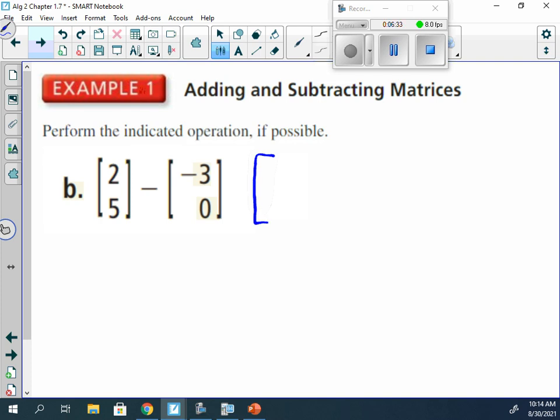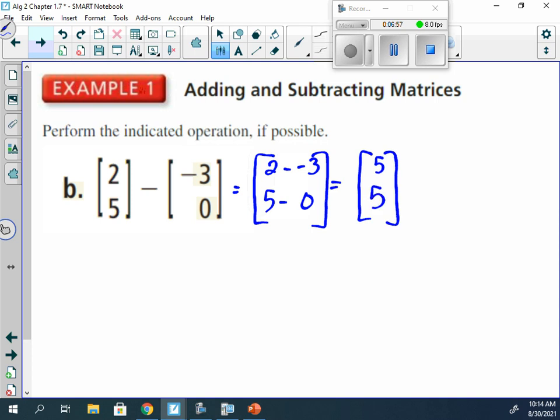Can we subtract these two? Because we have a 2 by 1 and a 2 by 1. So we'd have 2 minus what? 2 minus -3 and 5 minus 0. What is 2 minus -3? 5 minus 0 is? Really, that'd be 2 plus 3. And we get 5, 5. So 2 by 1. Any questions on this here?